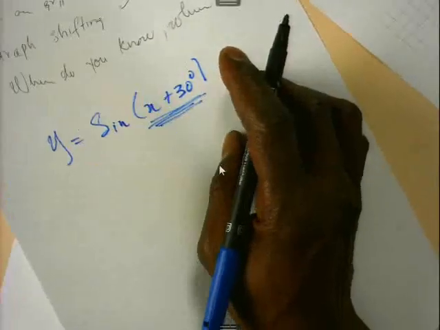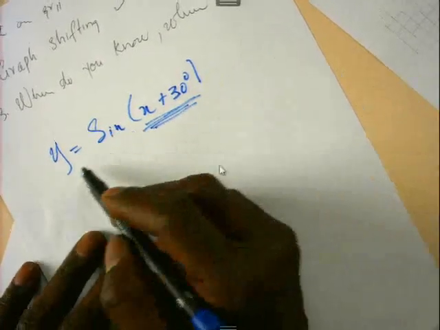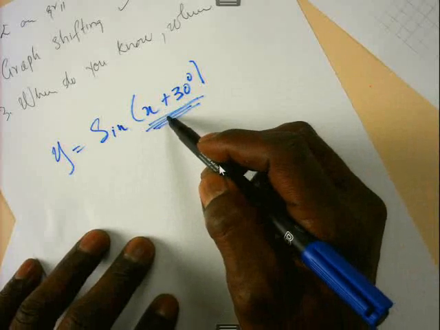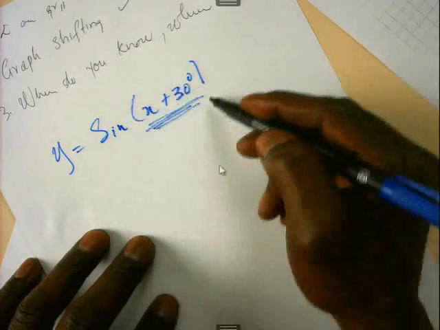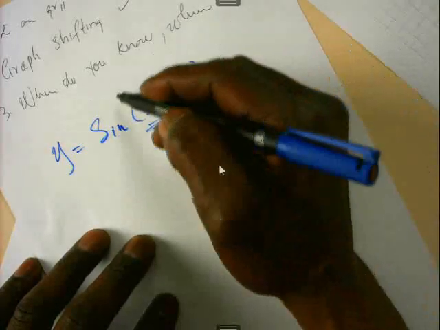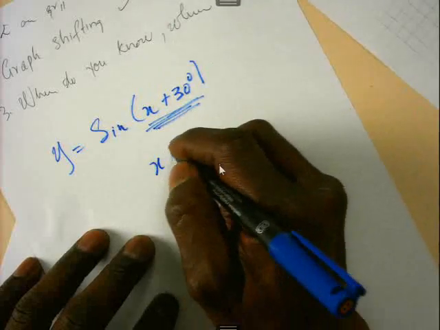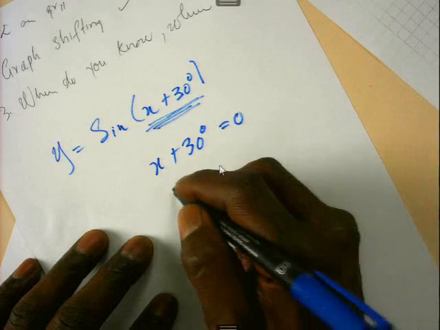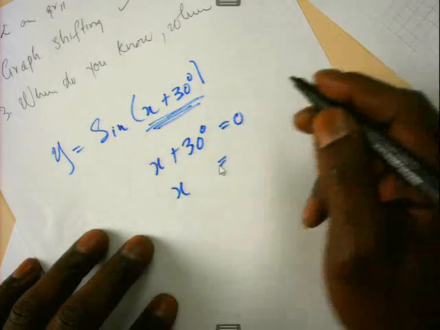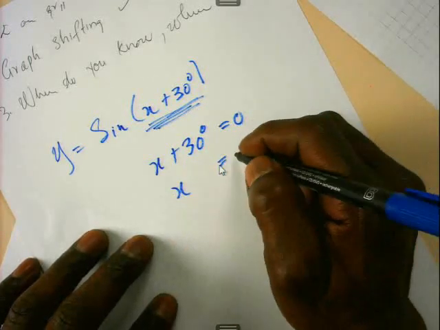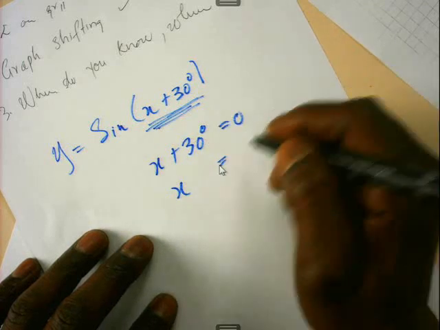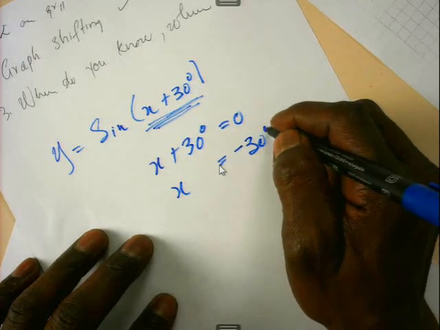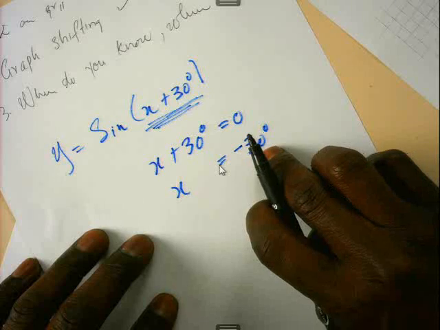Now we draw y equals sine of x plus 30. We ask ourselves a question: when will this bracket be 0? So when will x plus 30 degrees be equal to 0? It is when x, if we subtract 30 on both sides, we end up having the right hand side as x equals minus 30.